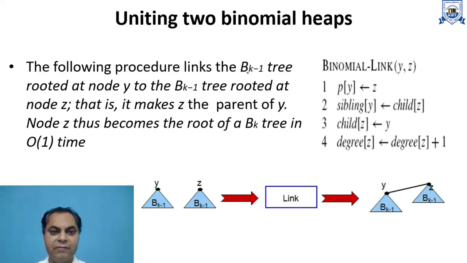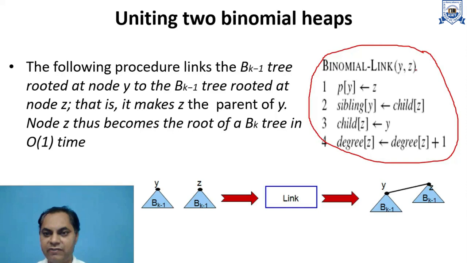Let's say we have a B(k-1) tree which is rooted at node y, and one more B(k-1) tree rooted at node z. It makes z the parent of y in constant time. Now consider this simple procedure, binomial link of y, z. In the first step it makes z the parent of y, and y becomes the child of z, added to the child list of z, and the degree of z increases by 1.